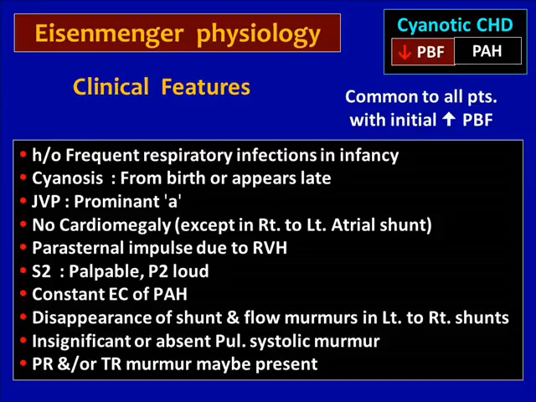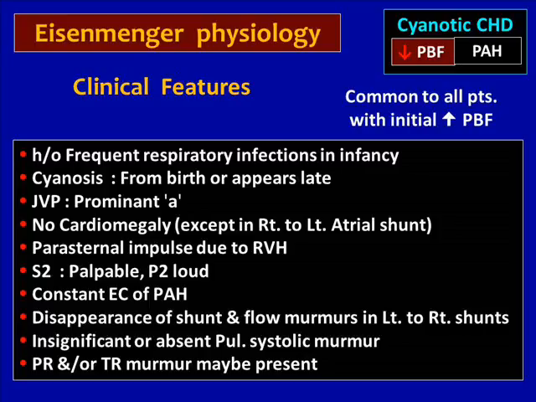Now let's go into the clinical features. The cyanotic patients with decreased pulmonary blood flow due to PAH, that is Eisenmenger's, have a history of frequent respiratory infections in childhood due to initial significant left to right shunting. Now the cyanosis can occur earlier at birth or appears late. The JVP shows a prominent A wave. On inspection and palpation, one notices a marked parasternal impulse due to RVH and also a palpable P2.